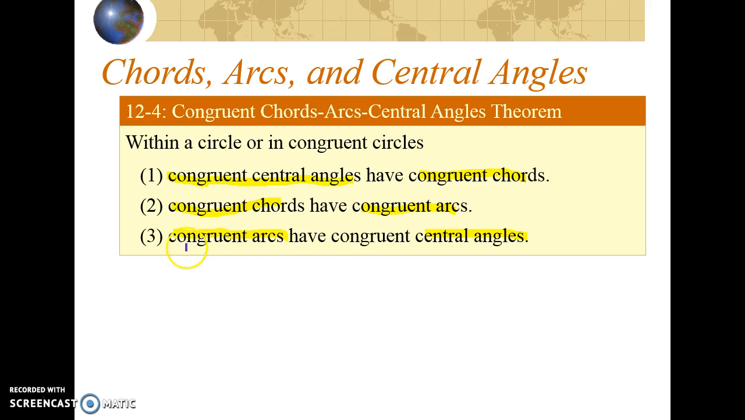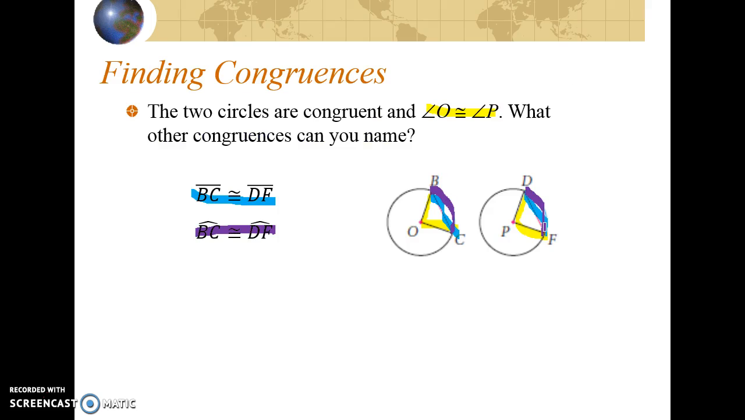It also said that congruent arcs have congruent central angles. So when you look at this slide, I told you originally that the angles were congruent. I could have instead told you that arc BC is congruent to arc DF. And from that, you could draw the conclusion that angles O and P are congruent.